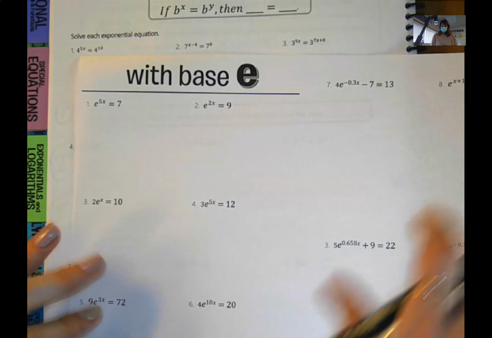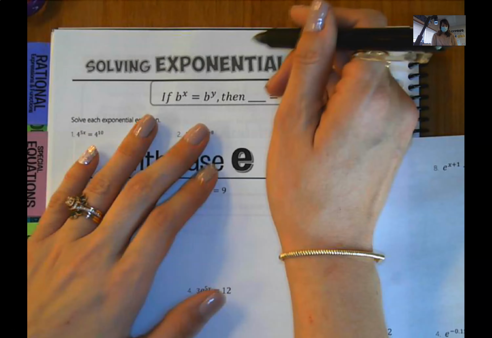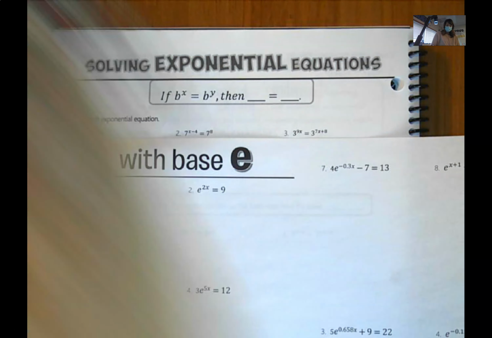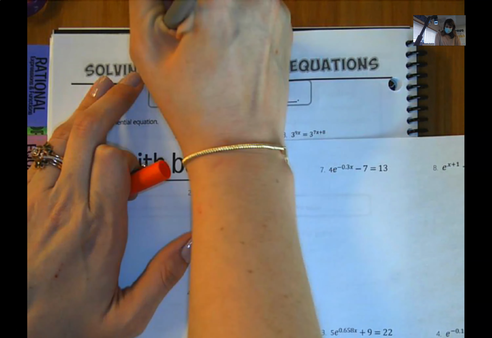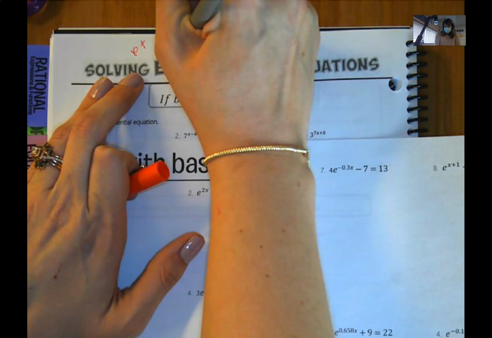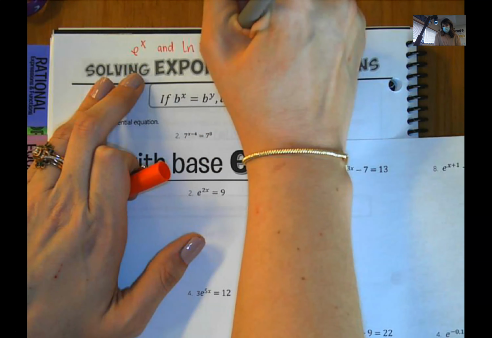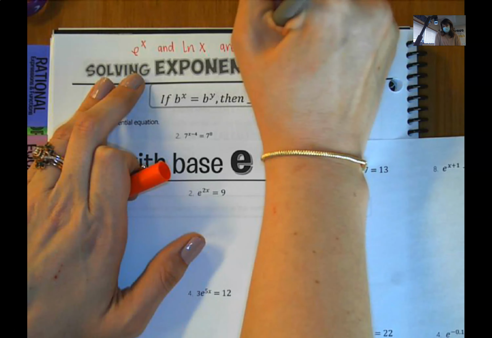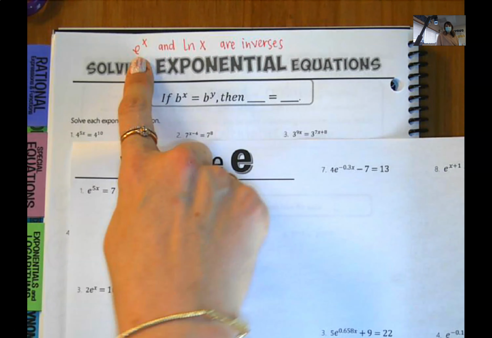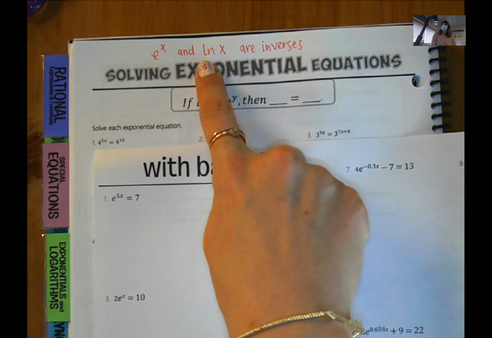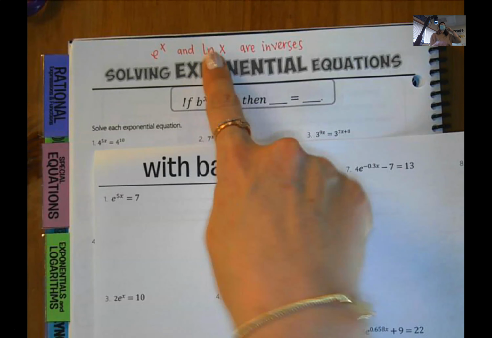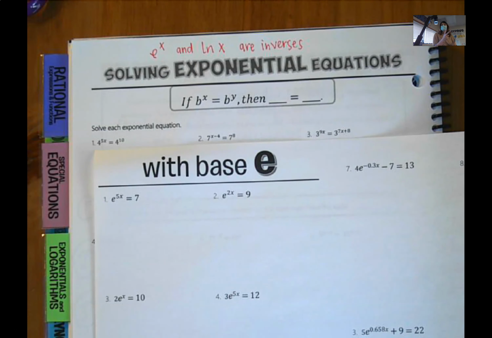So one thing that we need to keep in mind is that, and I think I'm just going to write it at the top of this page, e to the x and ln x are inverses. So if you have an e and you want to get rid of it, you use the natural log. Remember, that's an ln, so it stands for natural log, but those letters are backward.